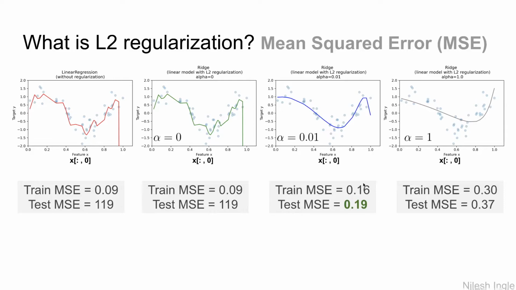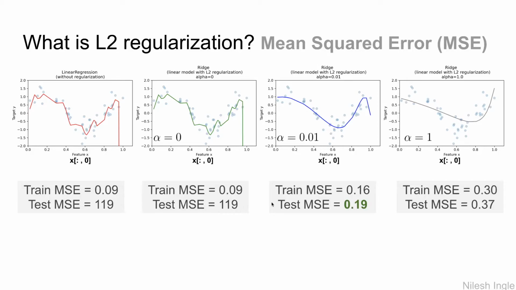Now these are the corrected values. We have a train MSE of 0.16, and the train MSE for when alpha is 1 is 0.30, and we can see the test MSE has considerably increased in the case of alpha of 1.0 as compared to alpha of 0.01.